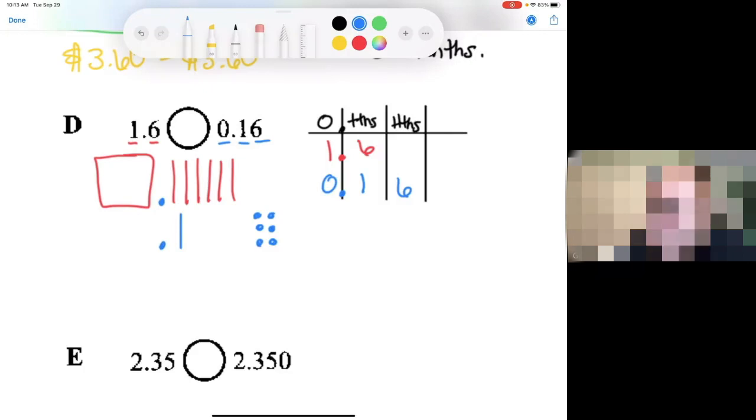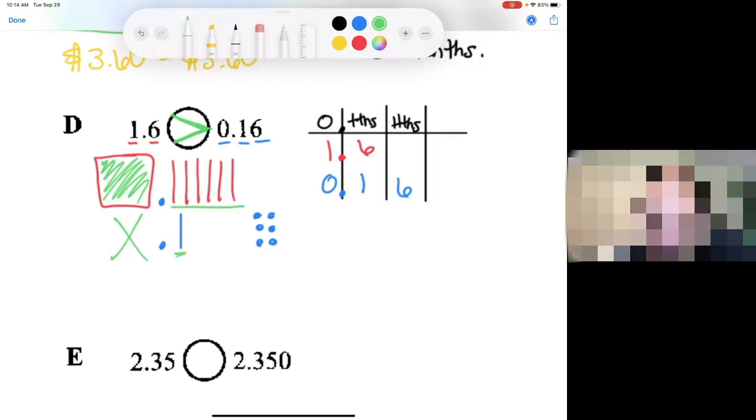What is our answer, people? Someone? Greater than. Definitely. Why? Because we have this whole right here, and we have nothing here. So that should tell us that that one's bigger. We have 6 tenths and only 1 tenth. And then we have here, I mean, yeah, definitely. 1 and 6 tenths is greater than 16 hundredths.